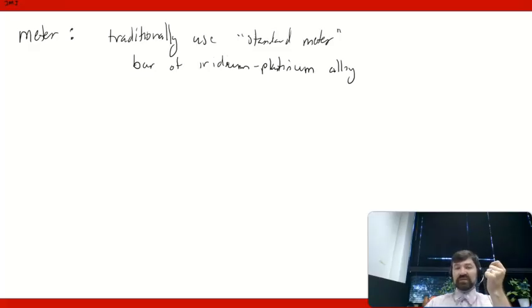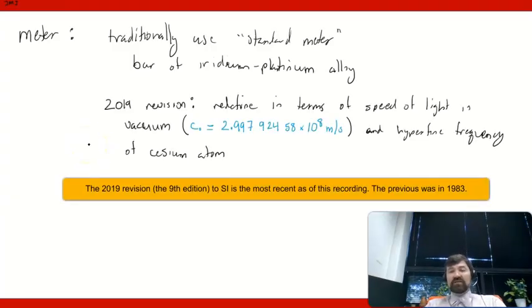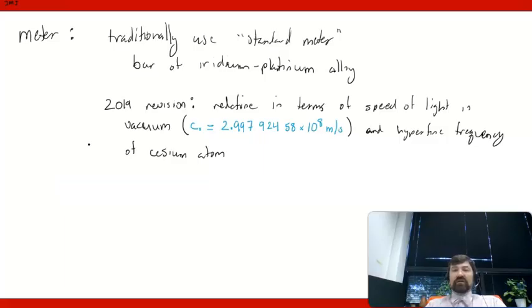Iridium platinum tends not to degrade over time, especially if it's kept in vacuum, so the length remained more or less constant. It's kept, I think, at room temperature under vacuum and so on. In 2019, there was a revision to the SI units. I think it's the 9th revision, in which this meter was redefined in terms of the speed of light in vacuum, the exact value of which I'm showing here.